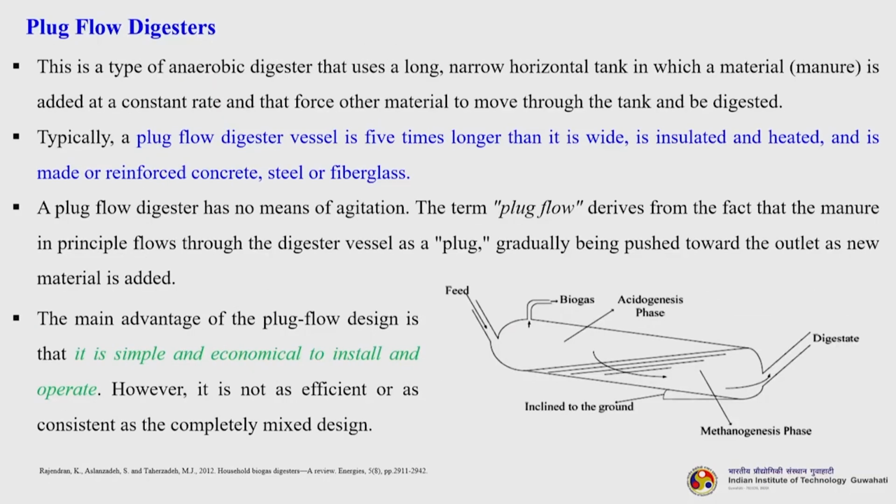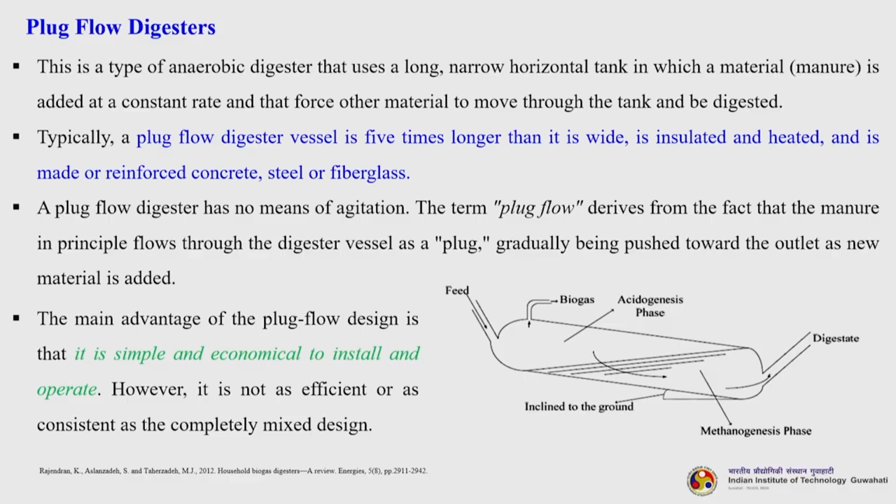Now, we will quickly discuss a few of the digesters which are commercially being adapted, used and installed in many places. So, first is the plug flow digester. Now, this is a type of anaerobic digester that uses a long narrow horizontal tank in which material or manure is added at a constant rate and that forces other material to move through the tank and be digested. No mechanical or any form of agitation inside.